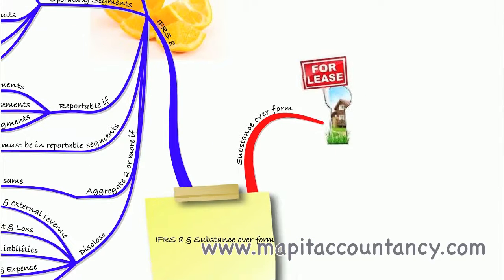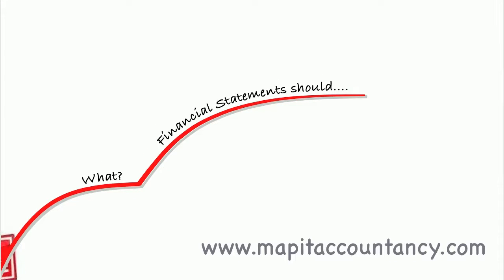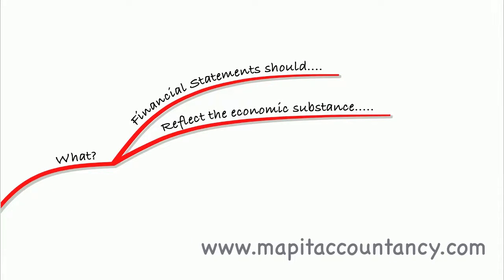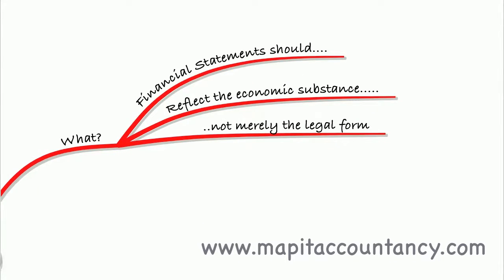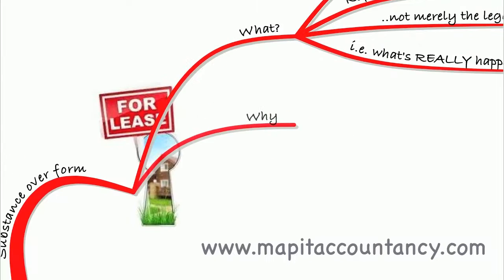We then moved on to substance over form. Remember, substance over form is where we should show in our financial statements the economic substance, not merely the legal form of a transaction, i.e. we need to show what's really happening, regardless of what it says on a contract, for example.